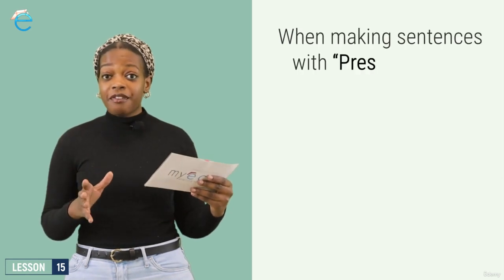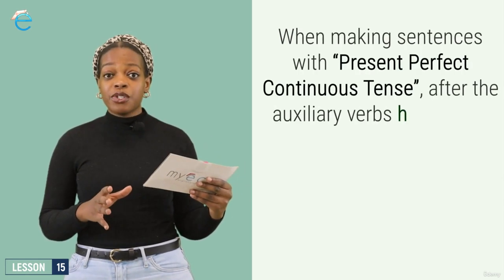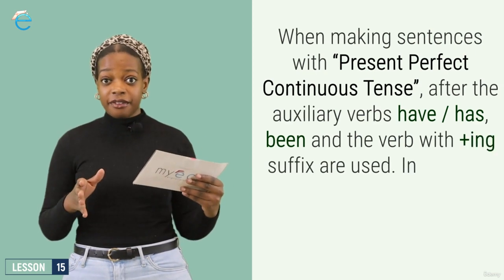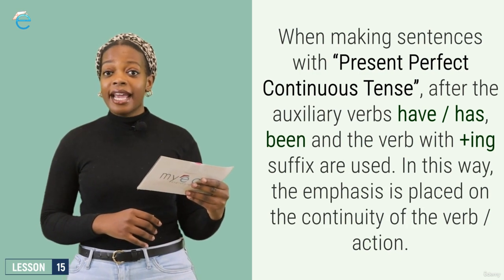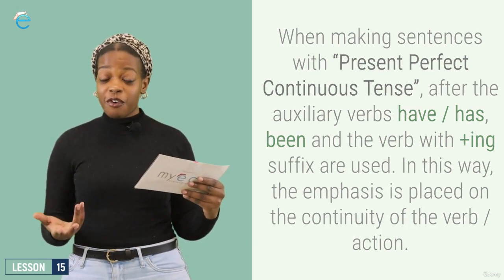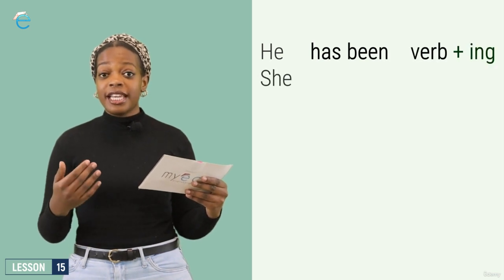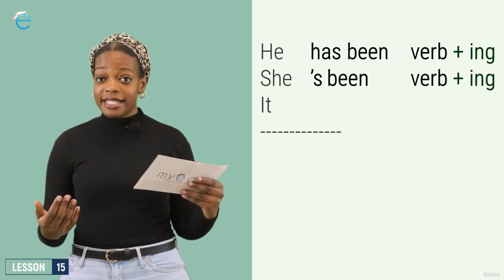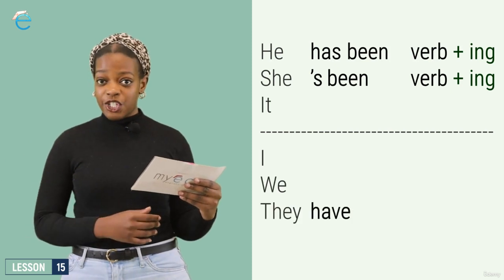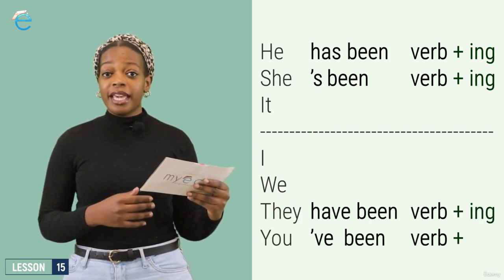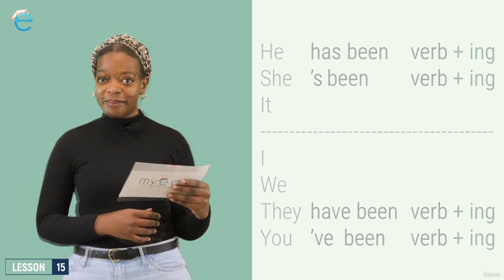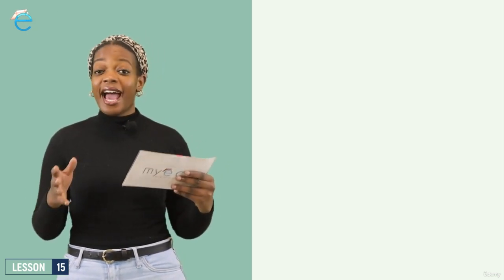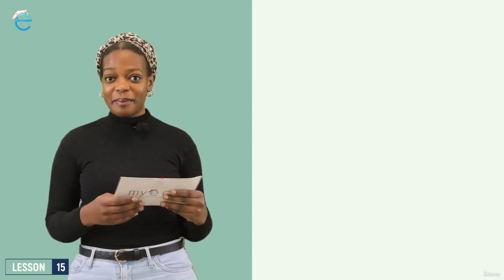To make a present perfect continuous sentence, I use the auxiliary verbs has, have, and they are followed by been and the verb with an ing suffix. So for example, he, she, it has been verb ing and I, we, they, you have been verb ing. Let's start off by looking at present perfect continuous with action or stative verbs.